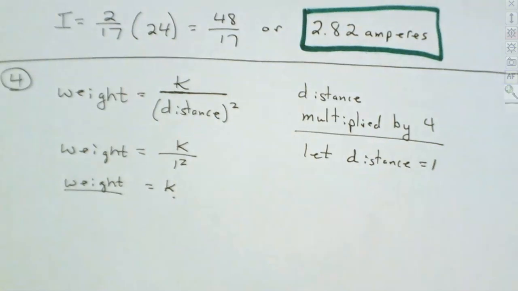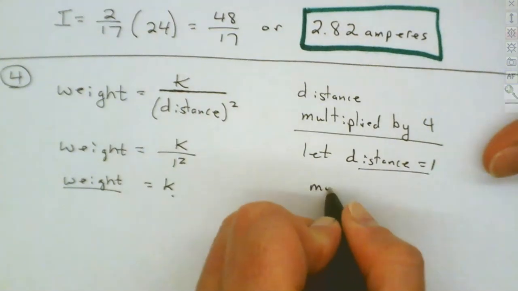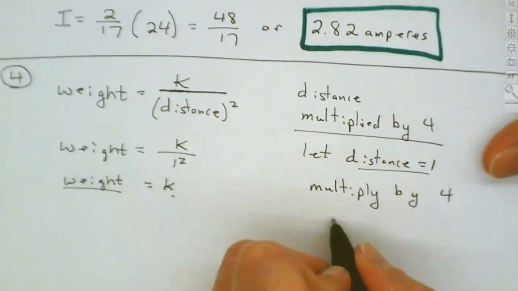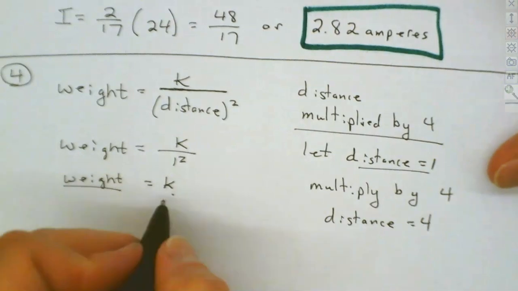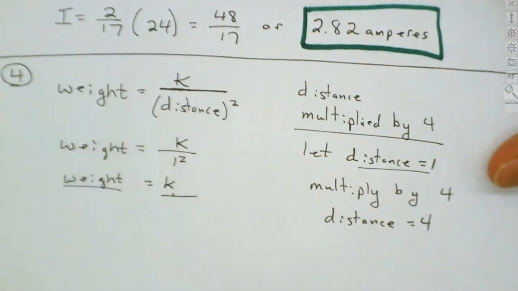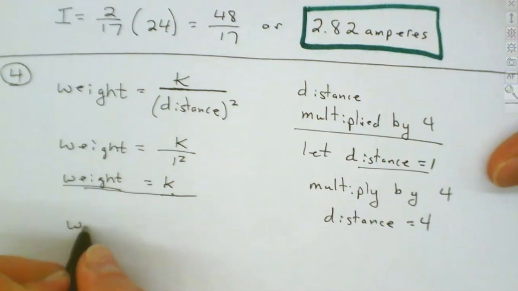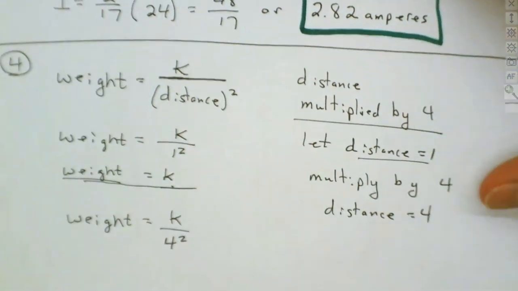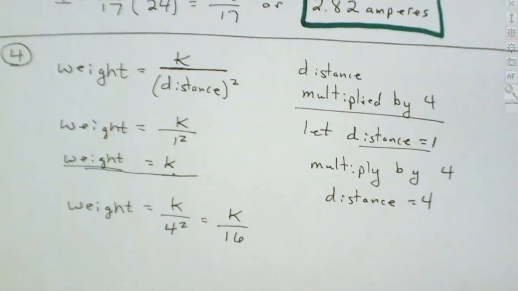Now, what are we going to try to do? We're going to try to multiply that distance by what? 4, okay? So, if we start with a distance of 1, multiply it by 4, that means we're going to use a distance of 4. Now, if I plug in a distance of 4, right? This one's with a distance of 1, and that came out to be k. Let's try it with a distance of 4. 4 squared, right? And 4 squared is what? 16.